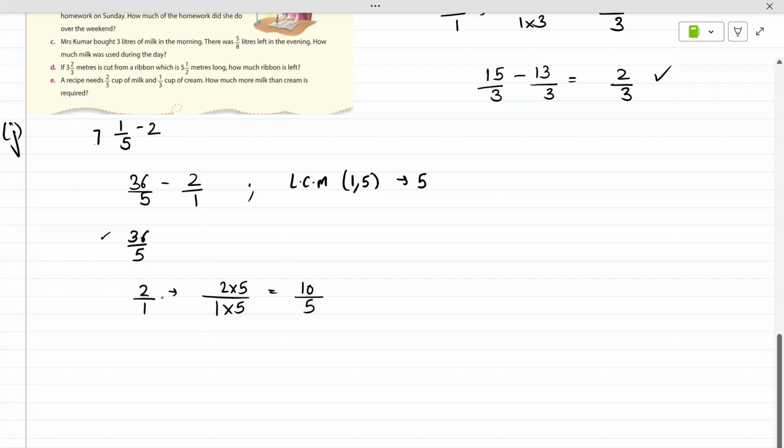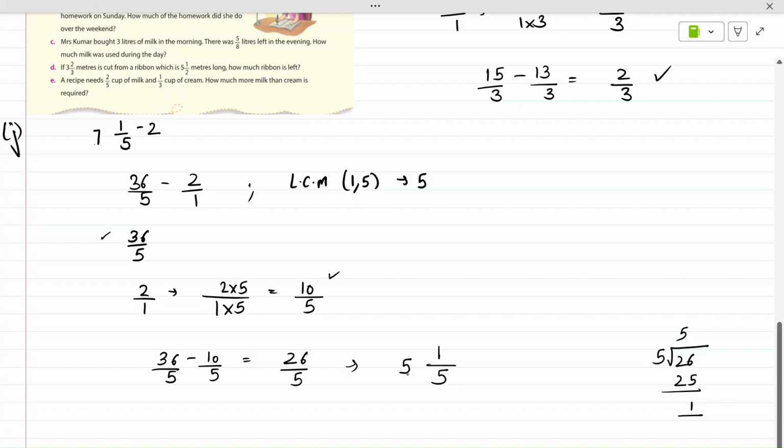Now what we have to do? Subtract the two fractions. 36 by 5 minus 10 by 5 will give us 26 by 5, and this is an improper fraction, so we have to change it to a mixed fraction. 5 into 5 is 25, 6 minus 5 is 1. Now we will write it in mixed fraction form, which is quotient, remainder by the divisor, that is 5. 5 1 by 5 is the required answer.